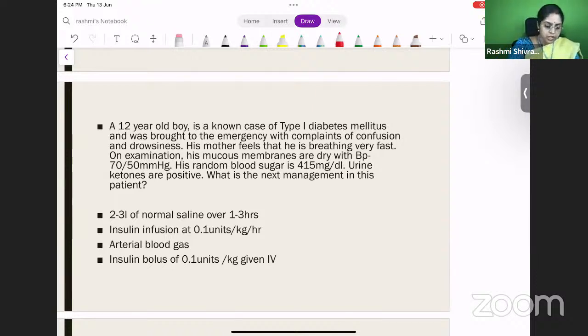So essentially the patient has type 1 diabetes. It's a small child, almost an adolescent. He is presenting with confusion and drowsiness. His mother feels there is tachypnea. He's breathing very fast. His mucous membranes are dry, which means there is dehydration. The BP is 70/50 millimeters of mercury. He's hypotensive. His random sugar is high and urine ketones are positive. So what do you think this patient is having? This patient is having DKA, right?